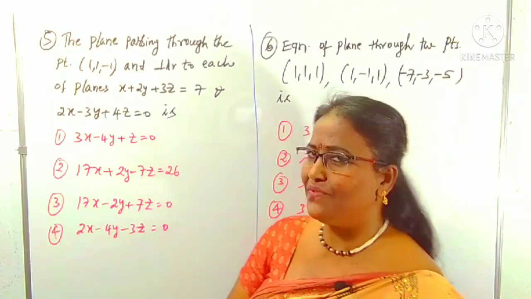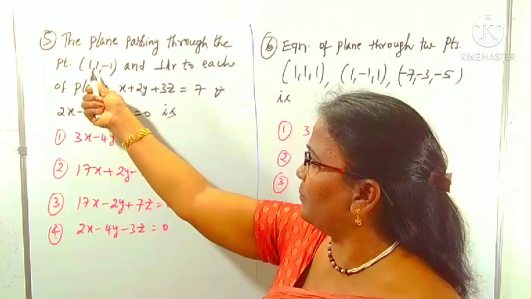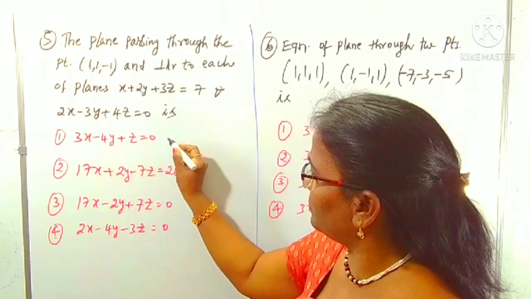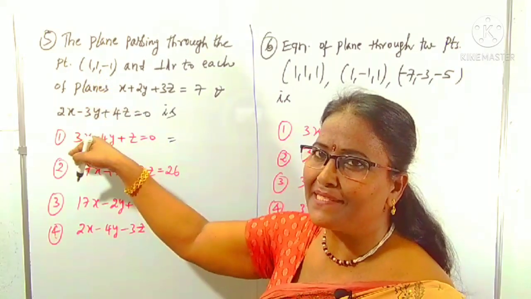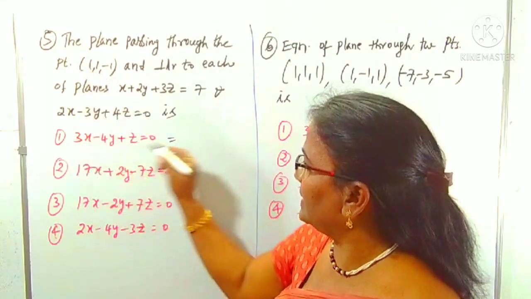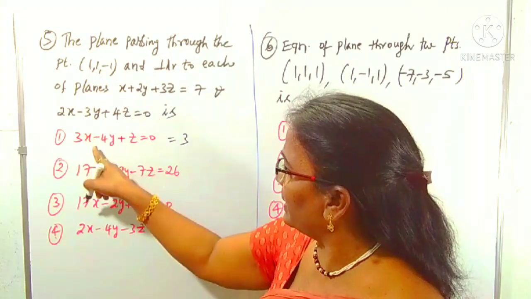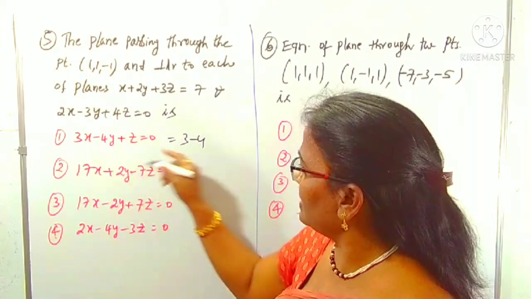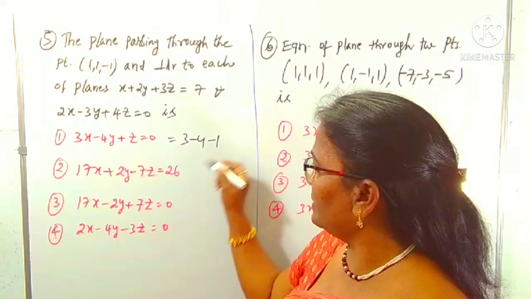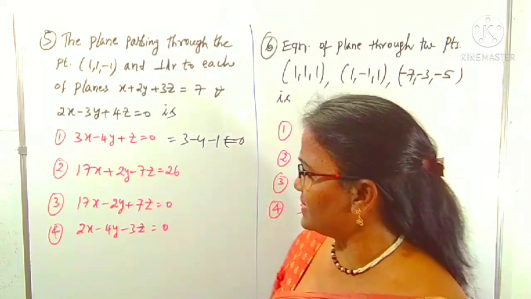That's it. So first you can use the point 1, 1, minus 1 in the first option. What is the result in place of x, y, z? Passing through means it must lie on it or not. 1 into 3, 3, with 1 into minus 4, minus 4, minus 1 into plus 1 is minus 1. Is it 0? It's not equal to 0. Therefore, the first option is not the correct one.